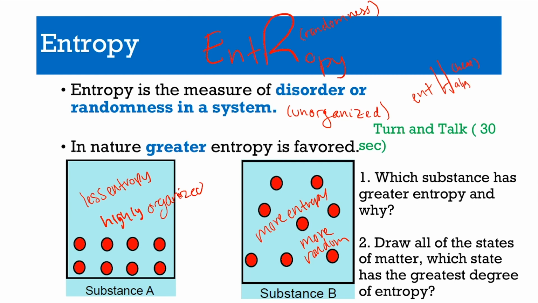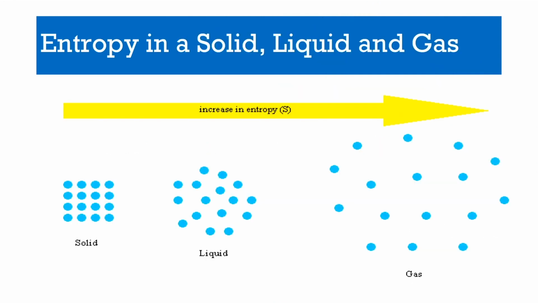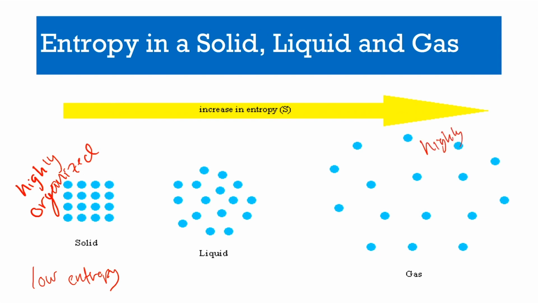Moving forward, we have diagrams of a solid, a liquid, and a gas. If you look at a solid, it's highly organized, and that's one of its characteristics, in how the particles are arranged. So if you're highly organized, you have low entropy. Oppositely speaking, we have gases. They are highly unorganized or disordered, and that means you have high entropy.